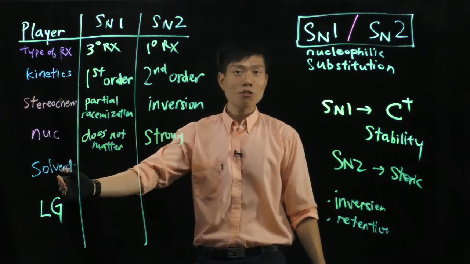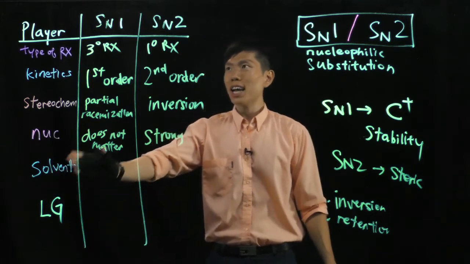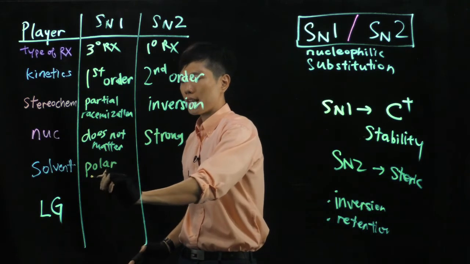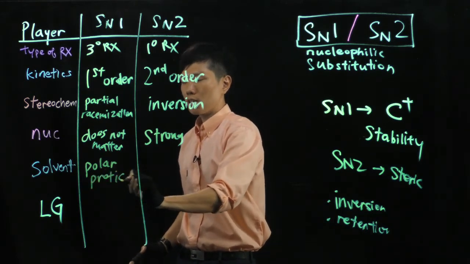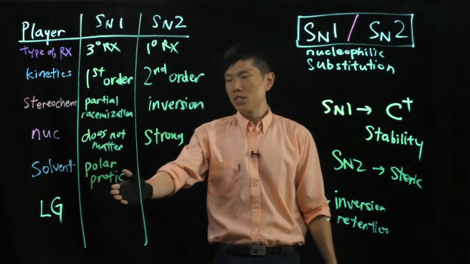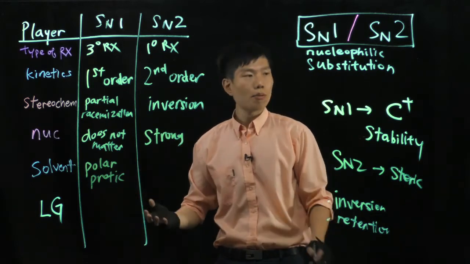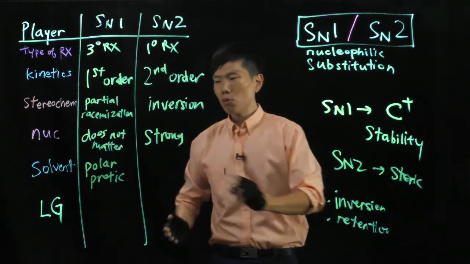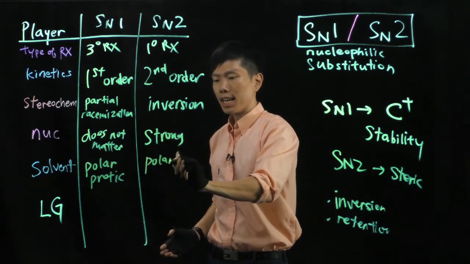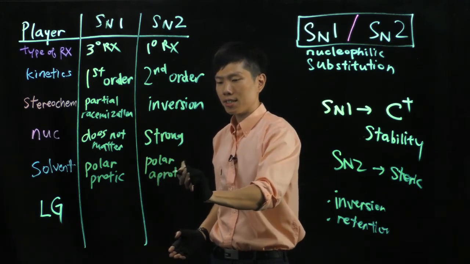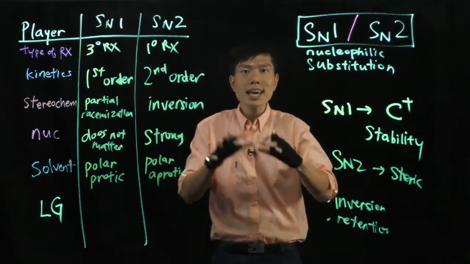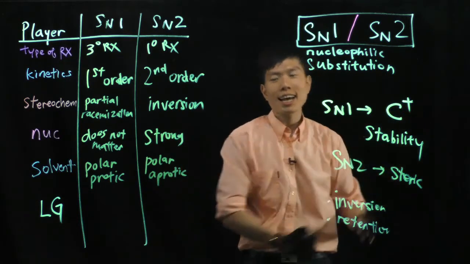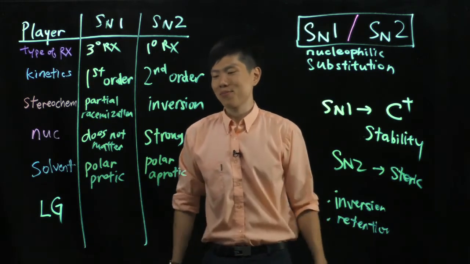So next factor will be the solvent. Now the solvent for SN1 reaction is a polar protic. Polar protic solvents here can stabilize the formation of this carbocation. Now, for SN2, we want it to be polar aprotic, so that it does not form a cage around the nucleophile and allows the free nucleophile to just go in and react with the alkyl halide.